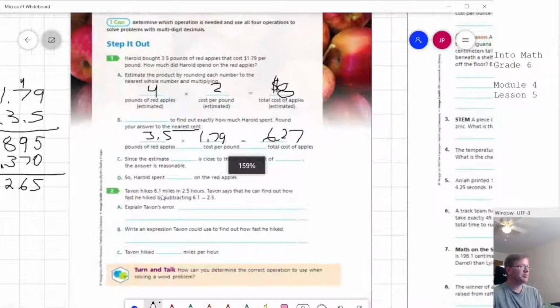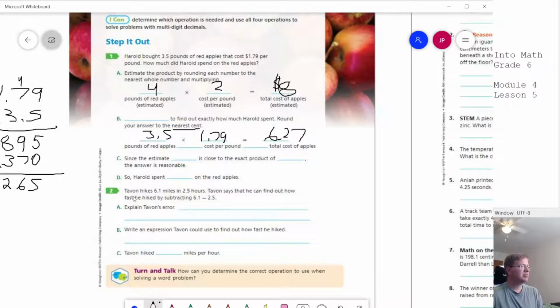Let's take a look at number 2. Tavon hikes 6 1/10 miles in 2.5 hours. It says we can subtract these two numbers. So the error, if you want to go ahead and find that out for yourself, go ahead and pause the video real quick. Otherwise, go ahead and stay with me. The error: we are not going to subtract. We want to go ahead and divide that.